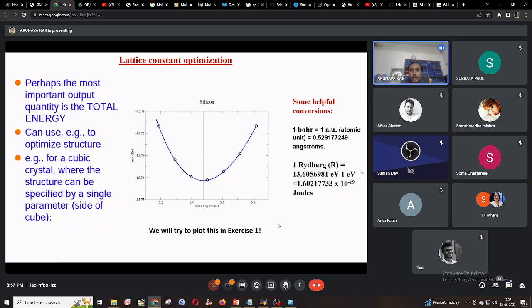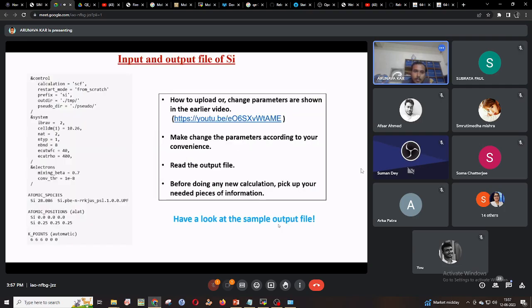Through which you can find what is the optimized lattice constant. So after optimizing the lattice constant, K values, and cutoff values, we can proceed for the final calculations. Okay, now have a look. What is the input file? I have already given you an input file.